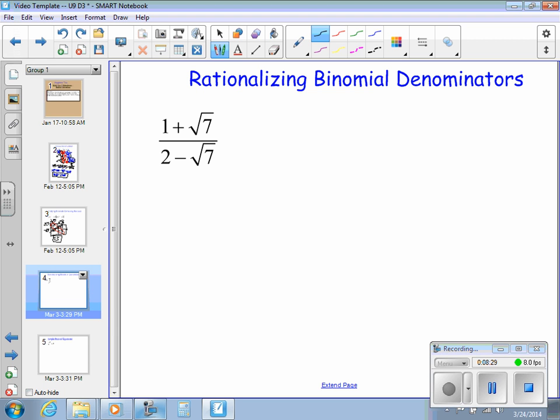Rationalizing denominators with binomials. Okay, let's see here. In the bottom of my fraction is 2 minus the square root of 7. We're going to rationalize the denominator by multiplying the denominator by... We're going to use one of our special products, a difference of 2 squares, where the middle term cancels out, because that's what we want to happen.